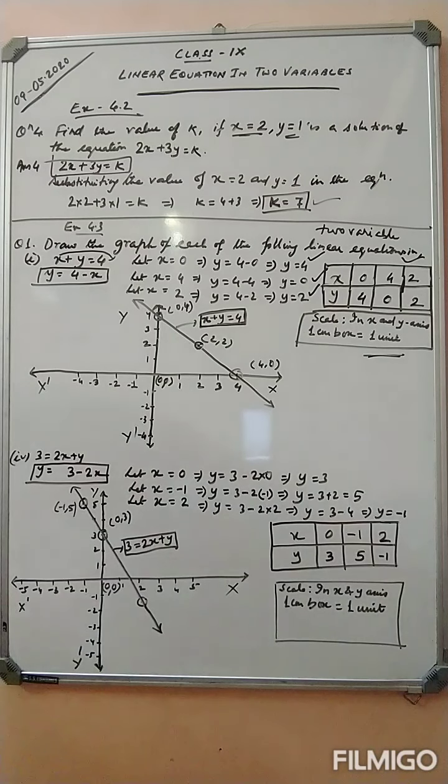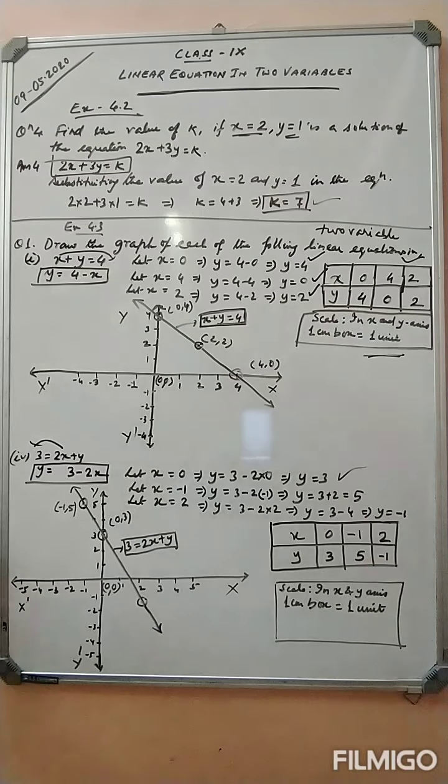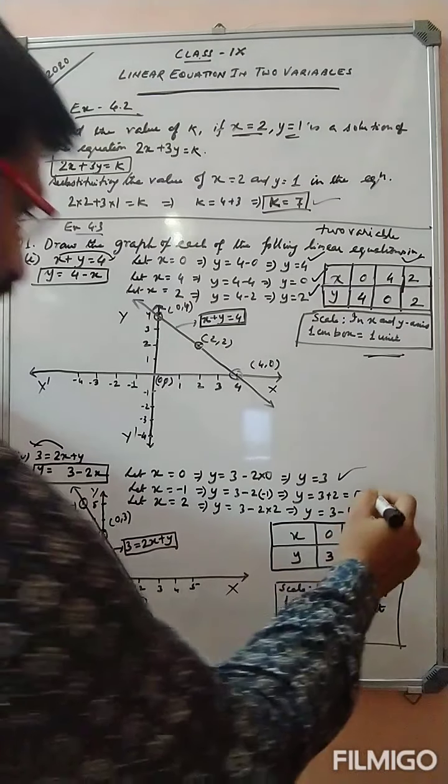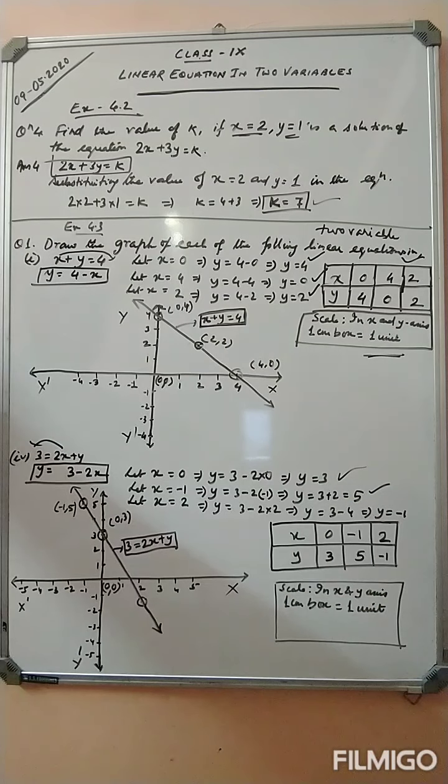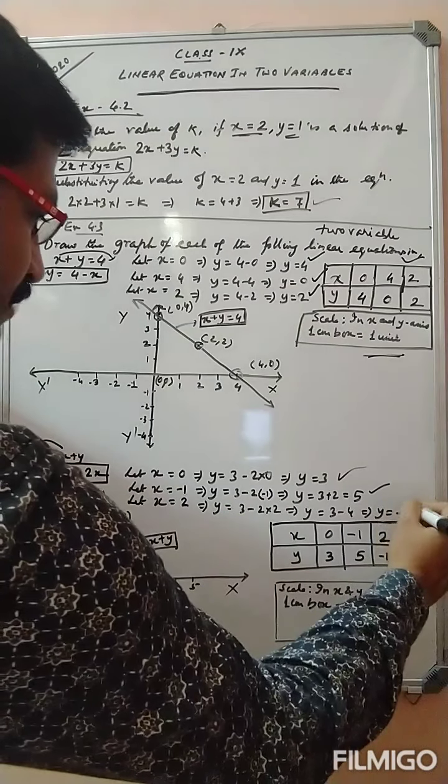Now come to part 4. 3 equal to 2x plus y. So y equal to 3 minus 2x. This 2x is brought to this side, so it becomes 3 minus 2x. Now for different values of x, we are going to find the value of y. So let x equal to 0. I am getting the y value as 3. X equal to minus 1. I am getting the y value as 5. X equal to 2. I am getting the y value as 3 minus 4, that is minus 1.